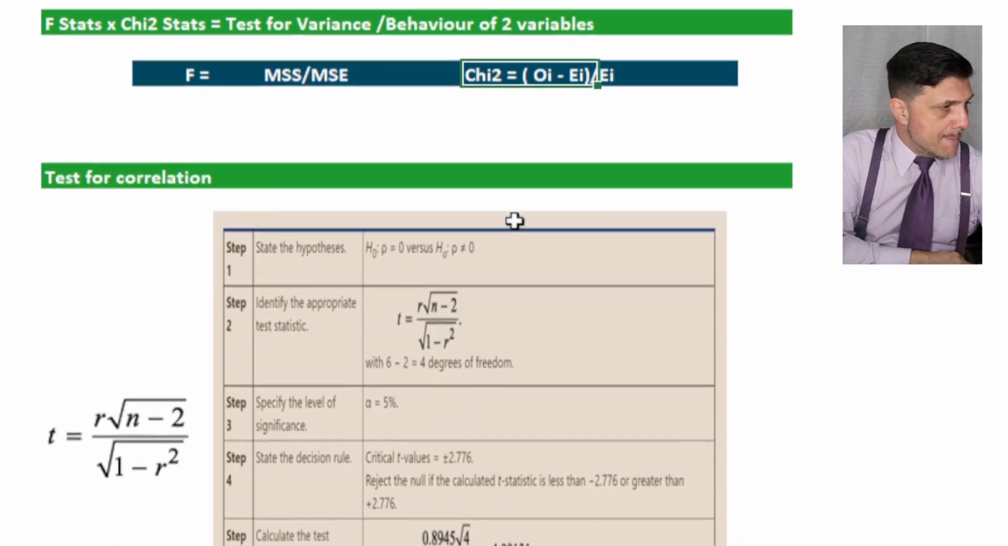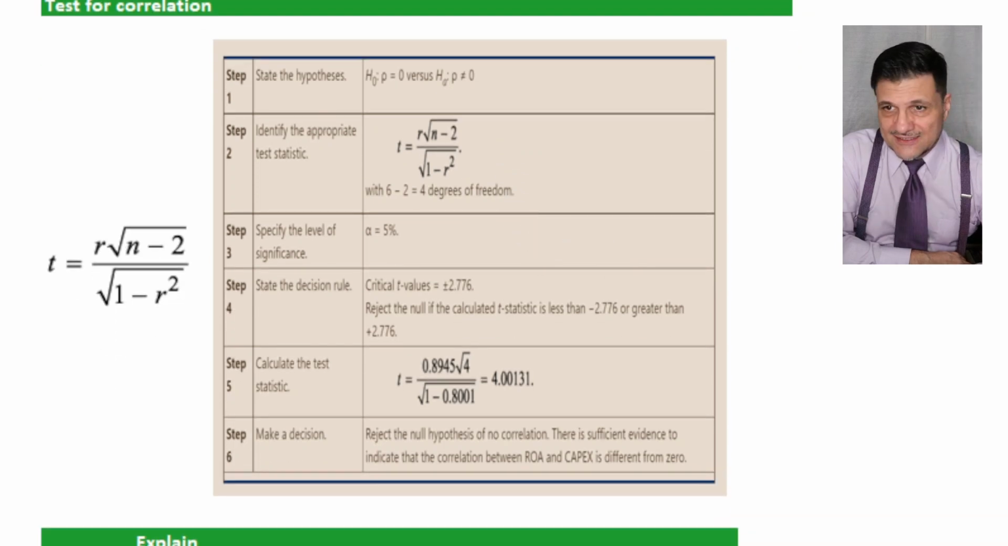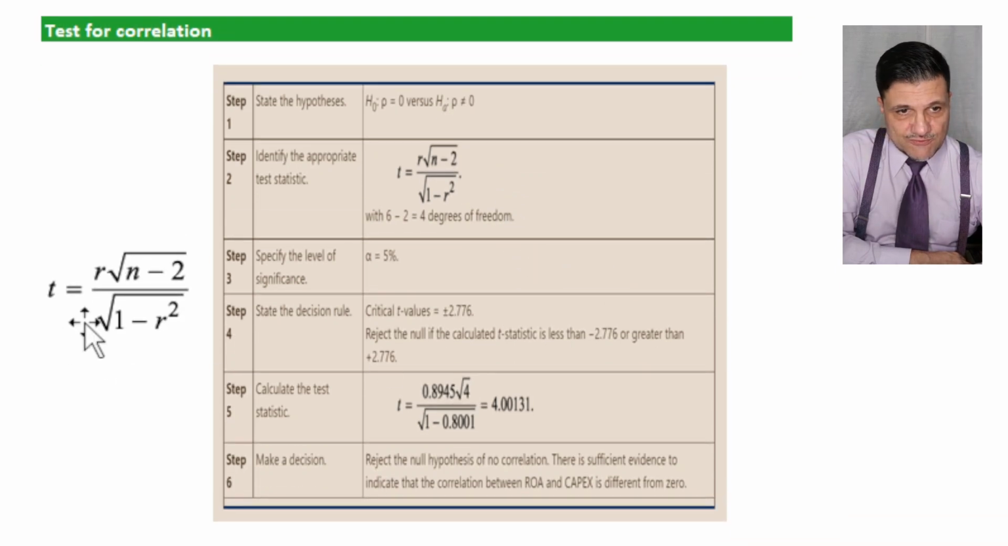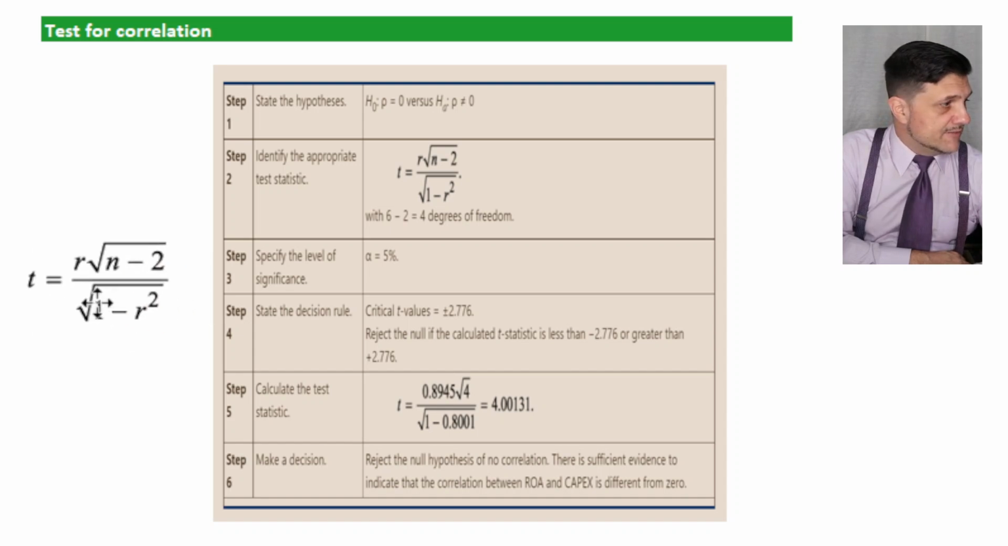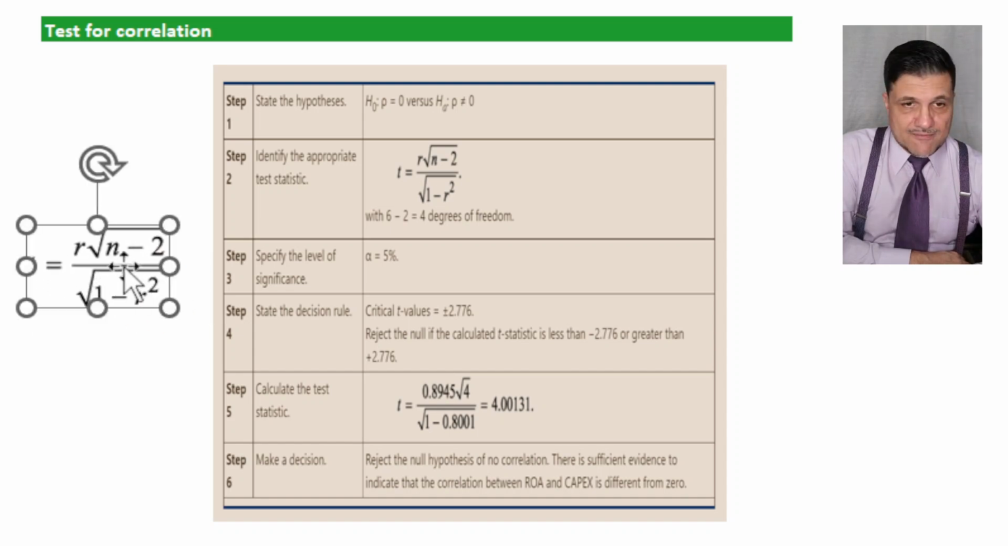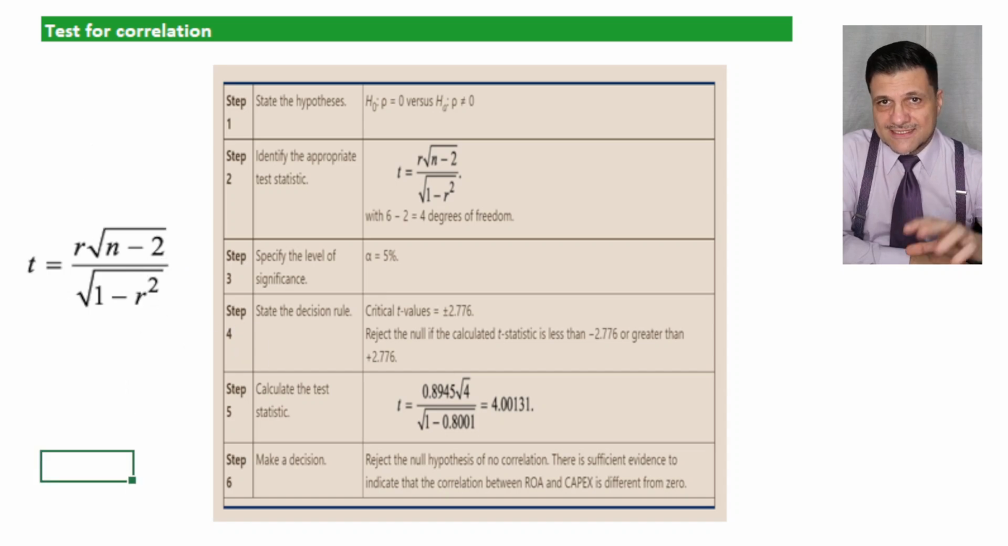Okay? All right. Now the test for correlation, friends. And I honestly think you should memorize this formula here. This formula here: r times the square root of n minus 2, divided by the square root of 1 minus r squared. Let's digest this formula. Let's explain. I don't think this is difficult.